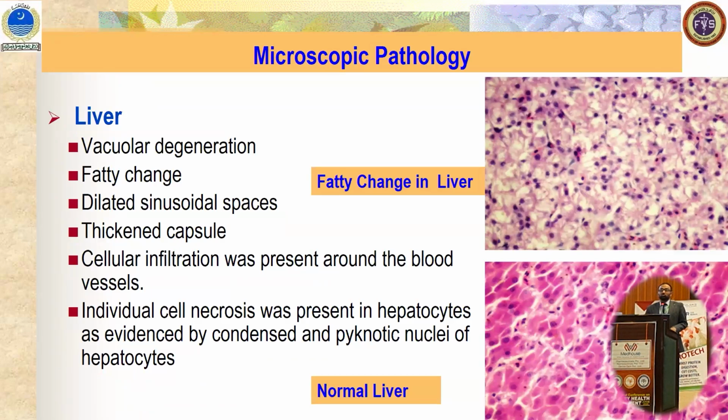And if we go for the histopathology, you can see in the upper one a classical fatty change of the liver. So you can see almost all the parenchyma is having vacuolar degeneration, and the lower one is the normal picture of the liver. You can compare both.